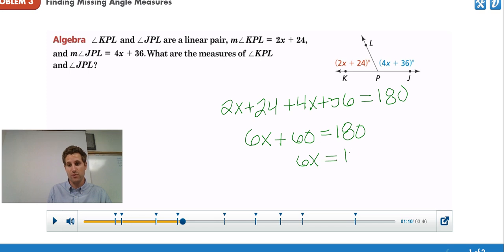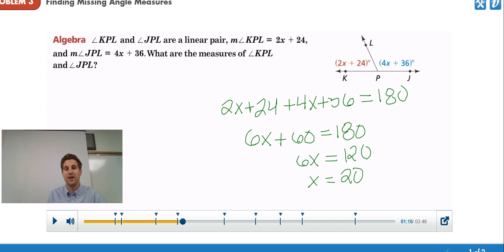We get 120. And then divide by 6. How many times does 6 go into 12? Twice, so x should equal 20.